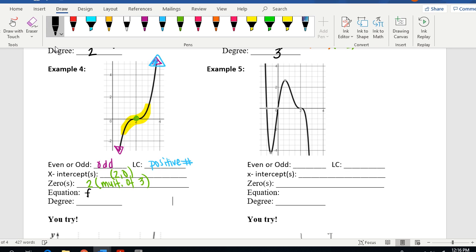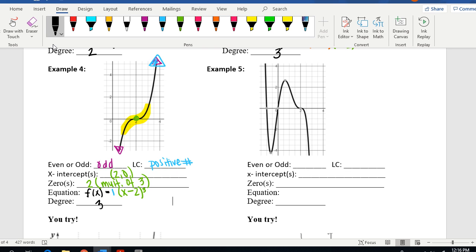So I'm going to have f of x equals, I have a positive leading coefficient, so you can put a positive one here, but you don't have to do that. And then I'm going to take the opposite of my x-intercept, so x minus 2, and then we're going to raise that to the third power. Okay, so my degree here is 3. And it should be odd, should match the even or odd function.